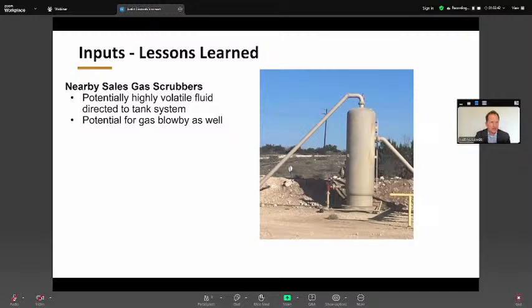And then lastly, sales gas scrubbers can have highly volatile fuel because of all that gas in there, and the water dropout has a high affinity for gas, and it's going to have a significant amount of flash.